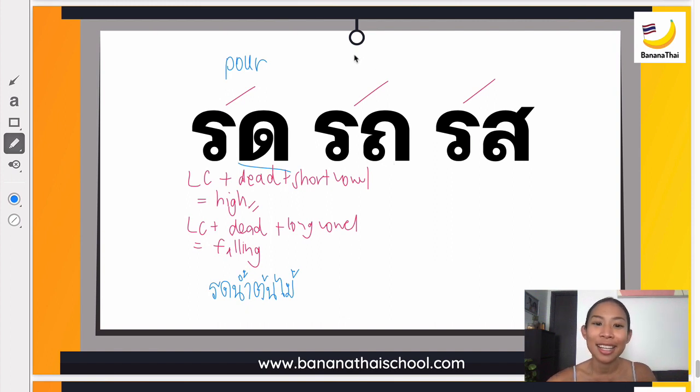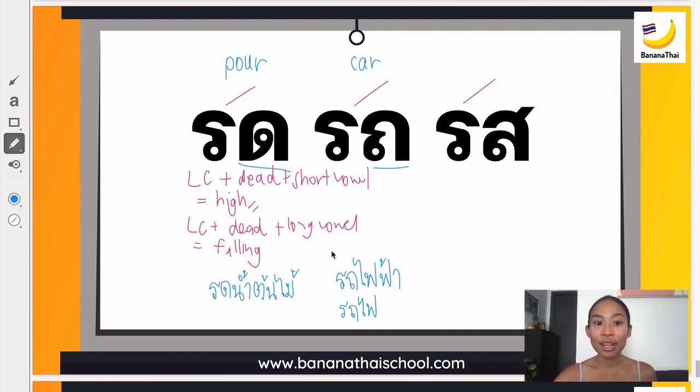The second, รถ with ถอถุง. This one is car or vehicle. For example, รถไฟฟ้า means electric car, or including the trains that are electric like BTS and MRT in Bangkok. The subway and the sky train, we also call them รถไฟฟ้า. รถไฟ, just ไฟ without ฟ้า, is a train. Okay, so รถ with ถอถุง is car or vehicle.